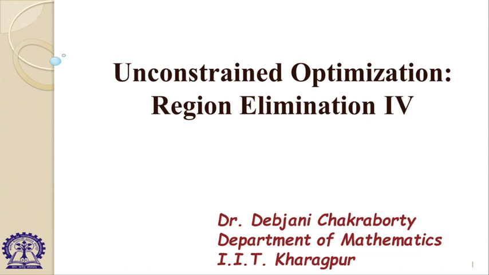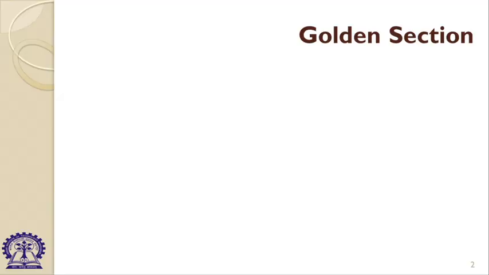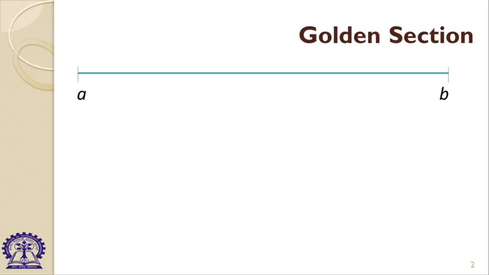Now, since this is again a region elimination technique, in the method always the initial interval of uncertainty will be given to us, and based on that we have to find out the optimal solution. But there is one difference with the Fibonacci method. In the Fibonacci method we need to know how many experiments we are going to do, that we need to know beforehand. But here in the golden section method, that is not needed.